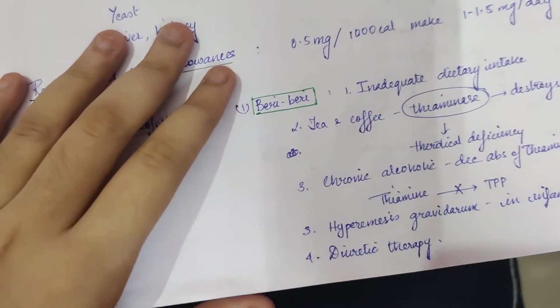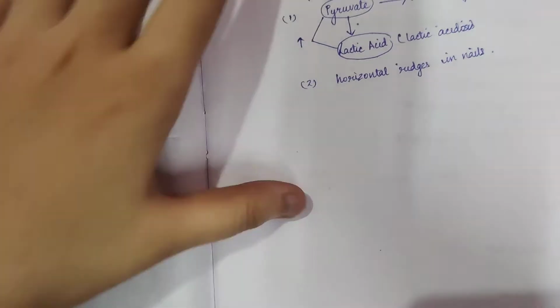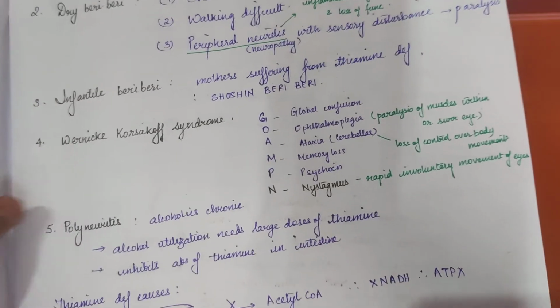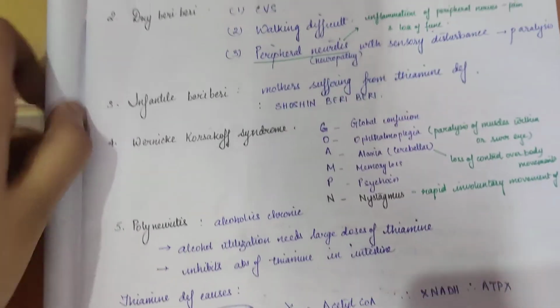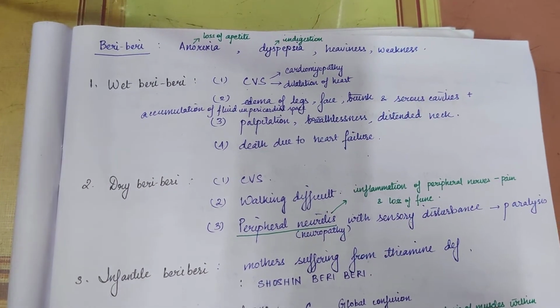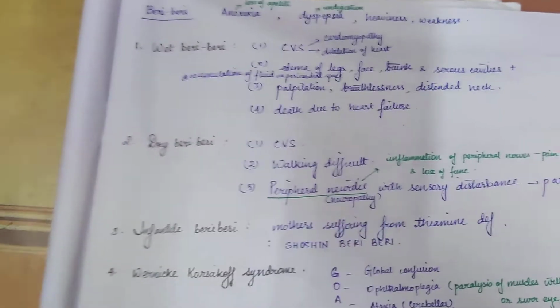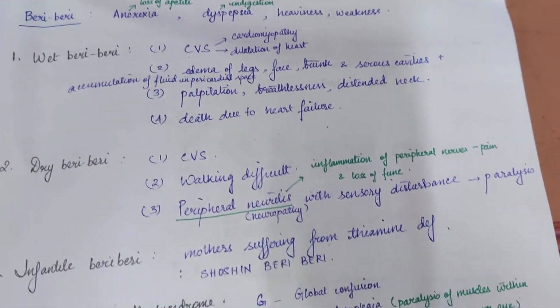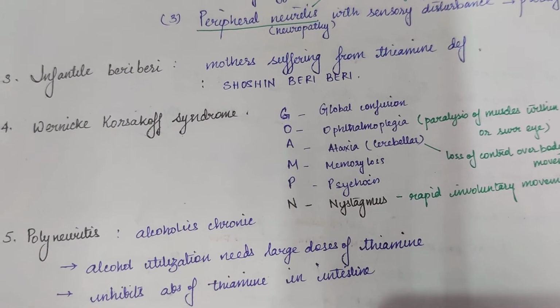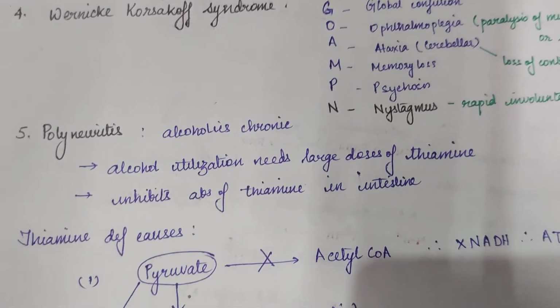Okay, so if we have all this, then these can be the causes of the deficiency of thiamine. Now let us see the types of beriberi. Number one, we have wet beriberi, then we have dry beriberi, then infantile beriberi, Wernicke-Korsakoff syndrome, and polyneuritis.